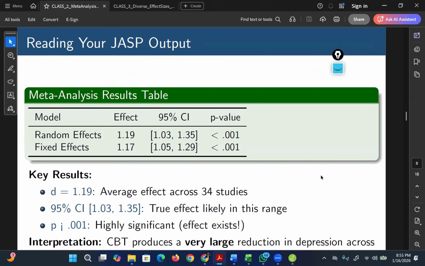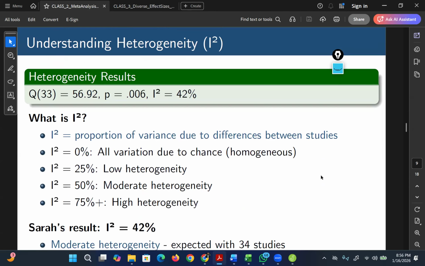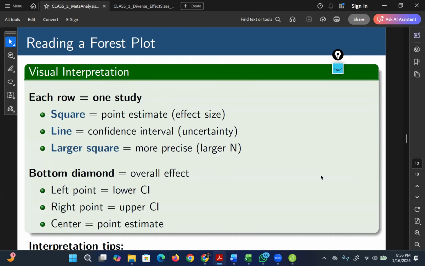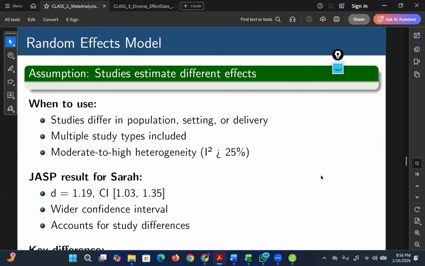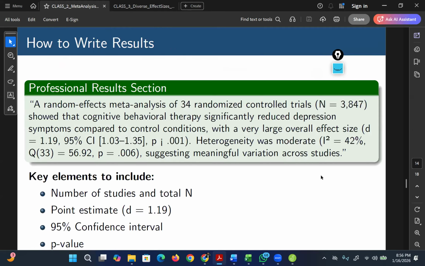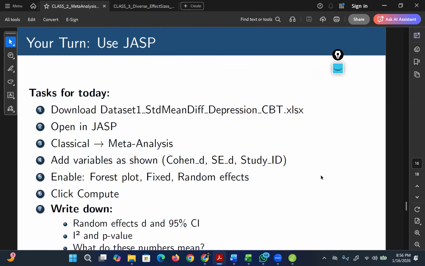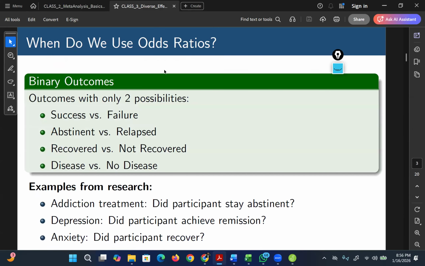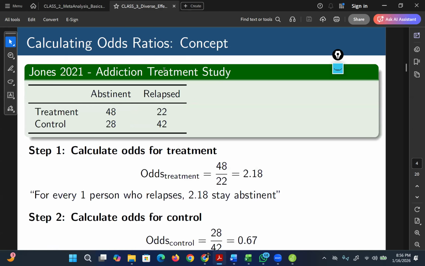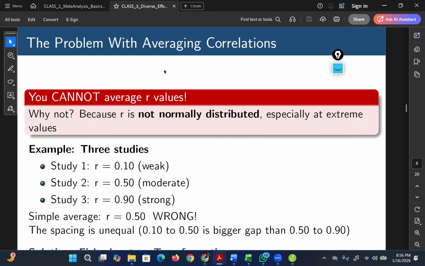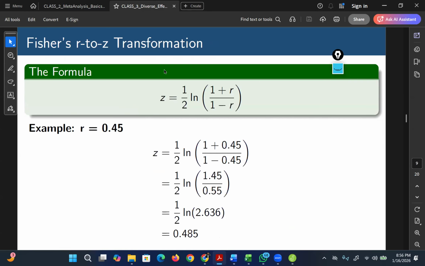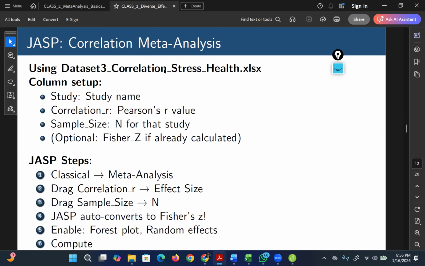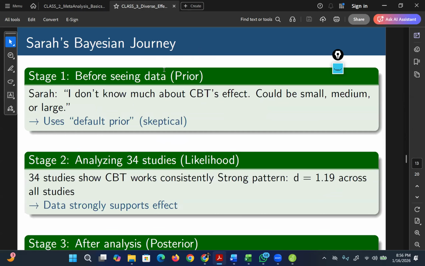Now, there are random effect and fixed effect models. We will explain that, hopefully in the coming days as well. Understanding heterogeneity, reading a forest plot, we will discuss those things slowly and gradually, and how to write the results. Also, in class 3, we will discuss a little bit of binary outcomes like odds ratio, and we have risk ratio. Then we have correlation value, how to make a correlation effect size calculation. We will do that in this course as well.